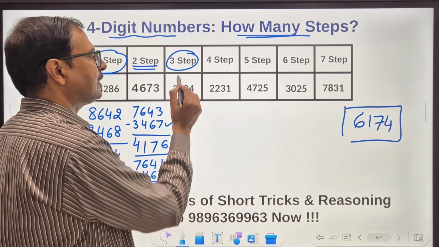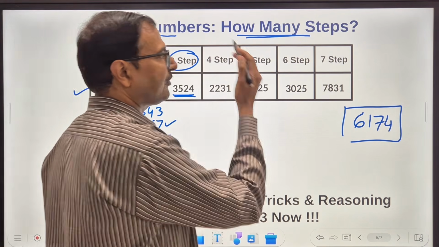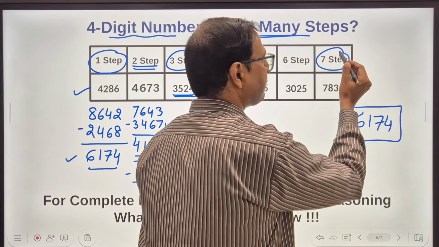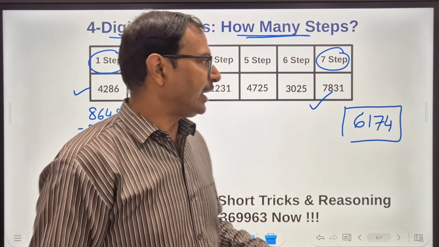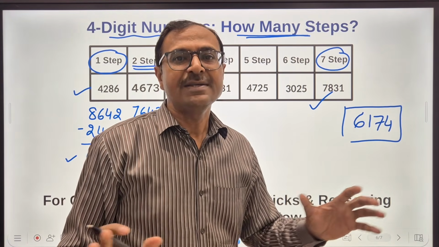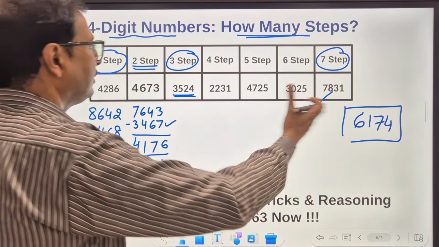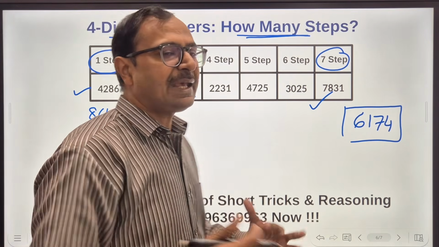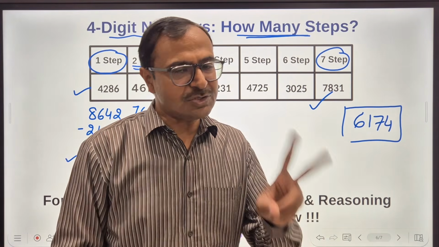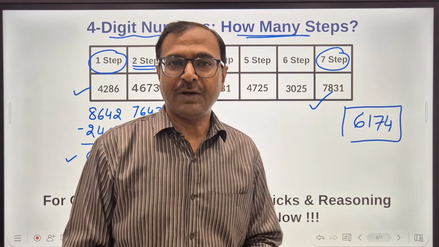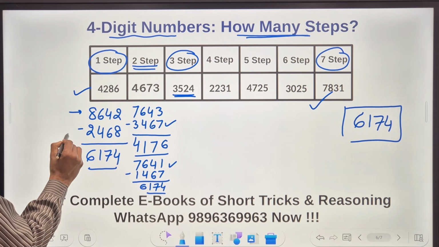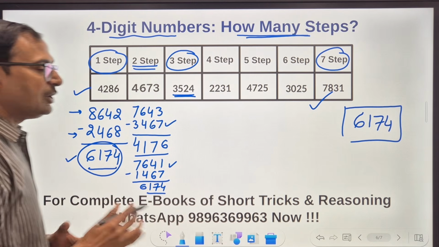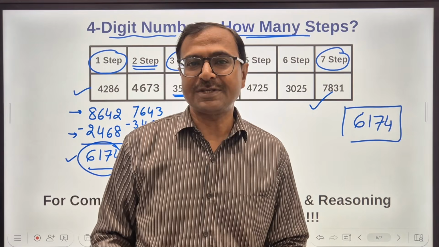Likewise, there is a 3-step number, 3524, 4-step, 5-step, 6-step, 7-step numbers. This is the highest number of steps you have to do to get to this number 6174. So now you can check different numbers. You can try taking any 4-digit number in which at least 2 digits are different, and you will see that these operations of subtracting the largest and the smallest will always lead you to 6174, which is known as the Kaprekar's constant.